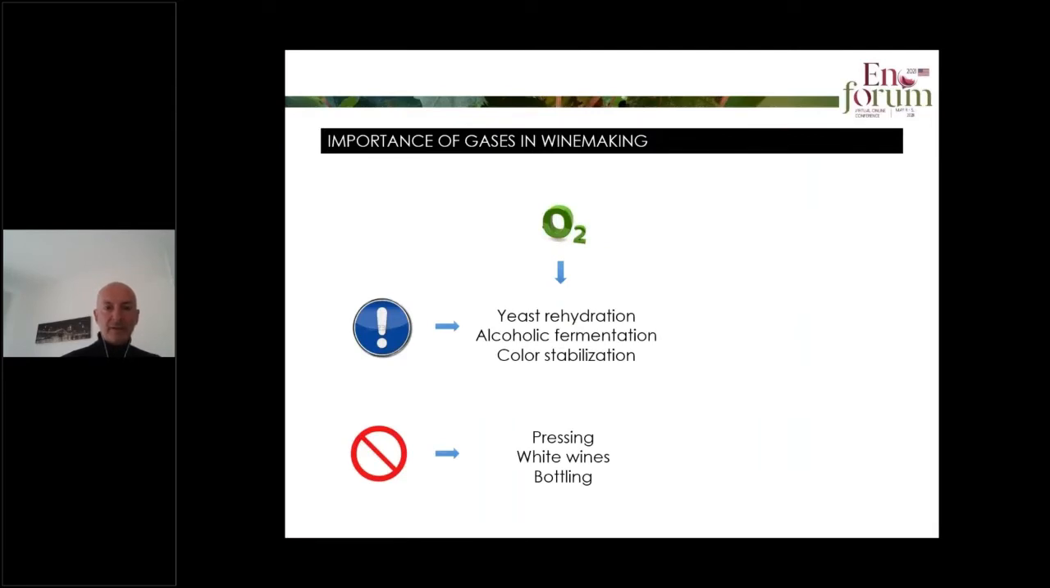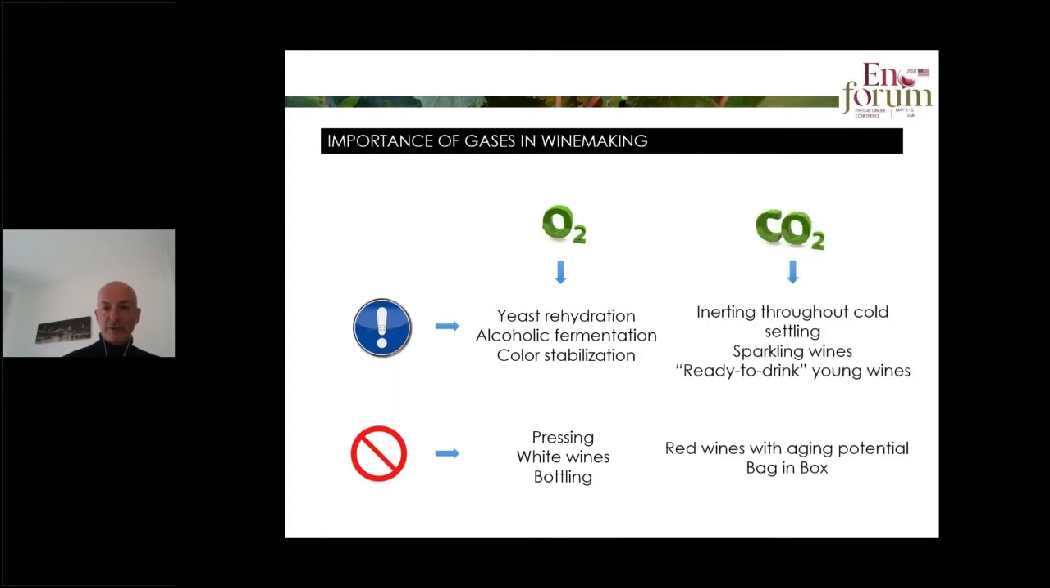We're going to start with the importance of gases in winemaking. I'm going to start with oxygen. It is beneficial for yeast rehydration, and it helps conduct an efficient alcoholic fermentation. It is also important for color stabilization. But we have to beware of oxygen while we press and before bottling, because the dissolution of oxygen can be detrimental to the wine, and white wines are also very sensitive to oxidation.